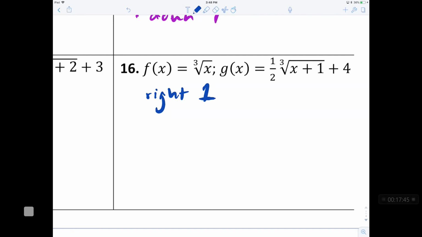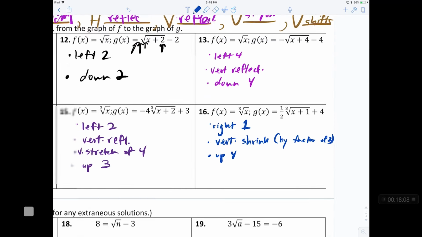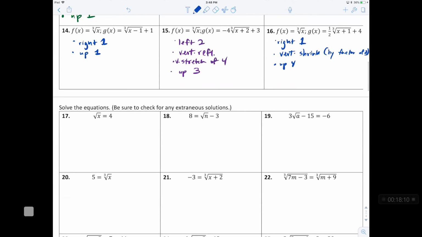Right 1, no other horizontal transformations, no reflections at all. There is a vertical shrink by a factor, and I'll say by a factor of 2, because I'm going to divide everything by 2. And up 4. Okay, so that's through 16.